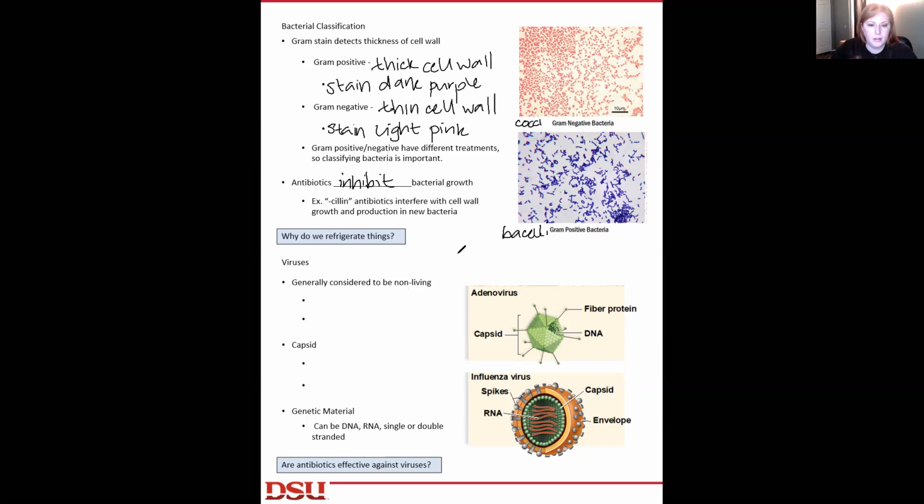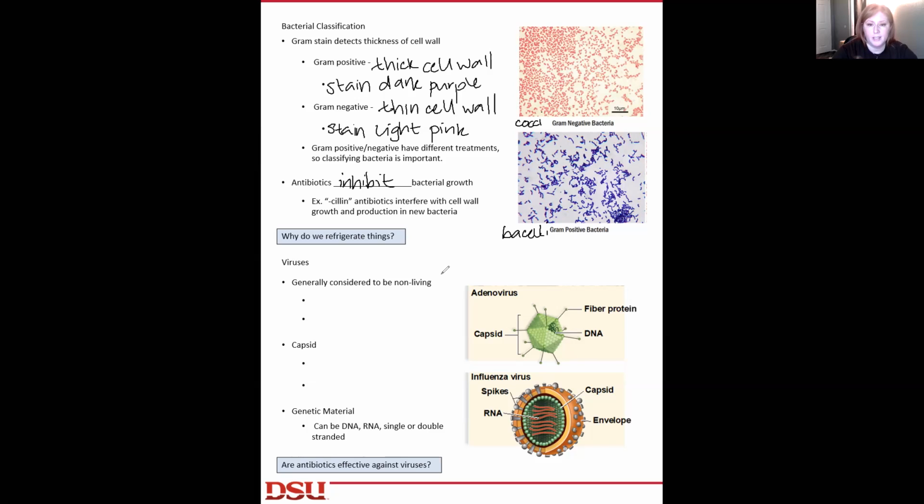Okay, viruses, generally considered to be non-living. Generally, because there's a group of scientists that feel that viruses should be considered living. However, classically, they don't fit the requirements associated with living things. They have to be inside of a host to replicate. They don't have their own machinery to let them replicate. That's one of the reasons. They're not composed of cells.